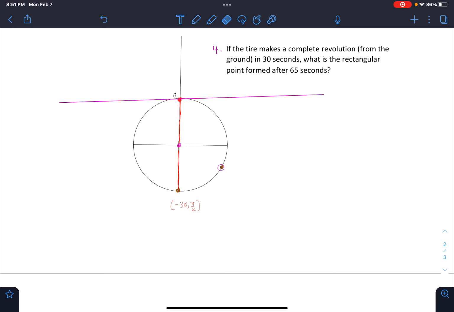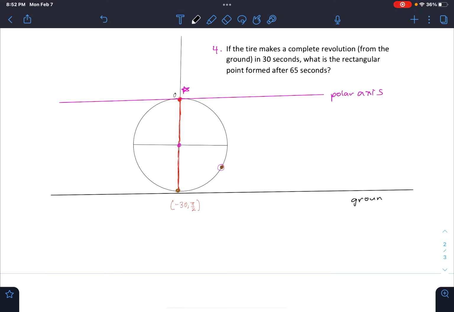So we have a tire. And we know that when we look at the problem, 0 degrees is right here, and this is called the polar axis. And we know from the problem that the ground is right here. So the polar coordinate is like the bottom of the car, and the ground is the bottom of the tire.